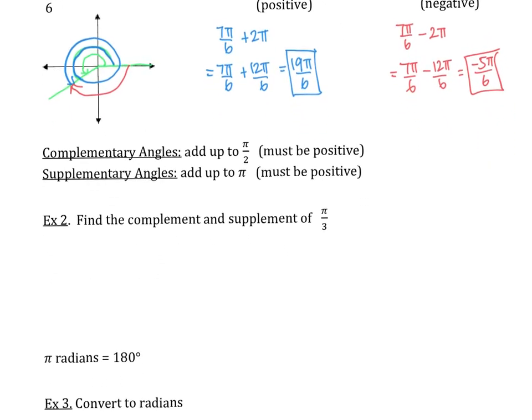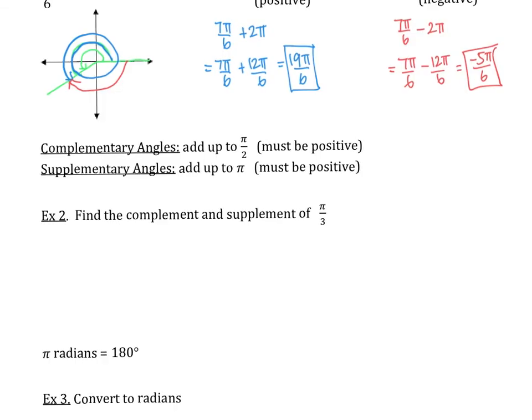Okay, here we go. Next words, complementary and supplementary angles. You did these in geometry or maybe even in middle school. Complementary angles add up to pi over 2 radians. That was like the 90 degrees. Supplementary angles add up to pi radians or 180 degrees. For them to be complementary or supplementary, it must be a positive answer.